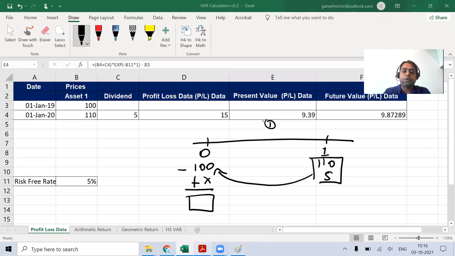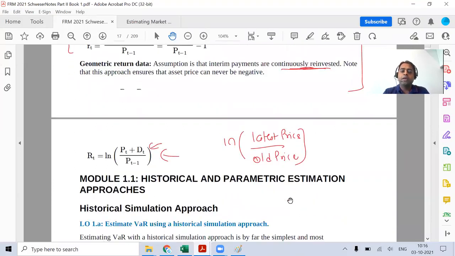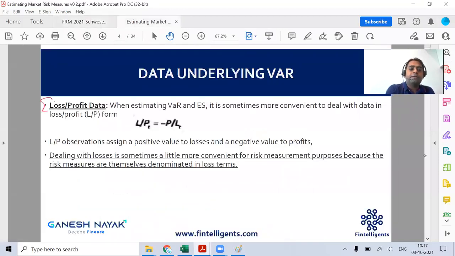Going back to the book, I'm assuming everybody has read the content, arithmetic return and geometric return. Till now, everything is just a repeat of what you have done in level 1, because we are only talking about historical data points. There is one small aspect given in your book, called loss profit data. I hope everybody is able to see the screen. This is just a way of representation, because the diagram I'm going to show you from the institute book is in loss profit data, whereas till now we have been talking about profit and loss data.